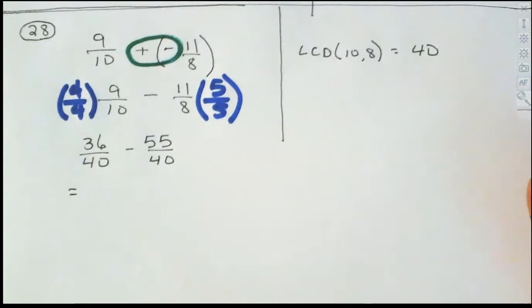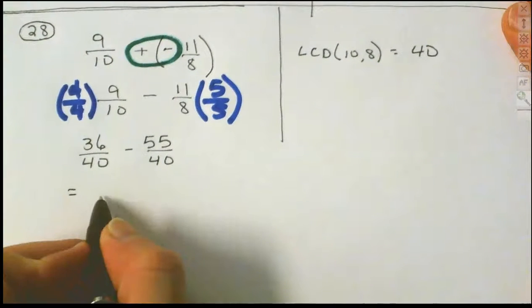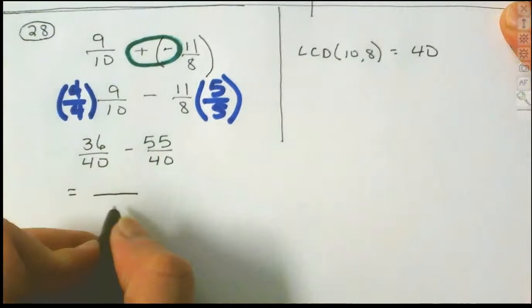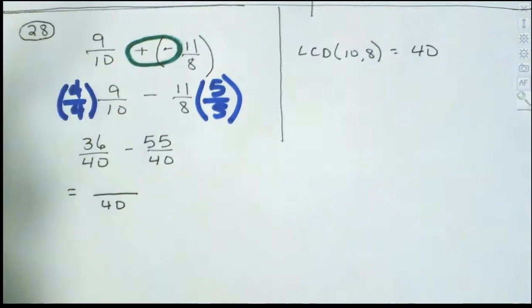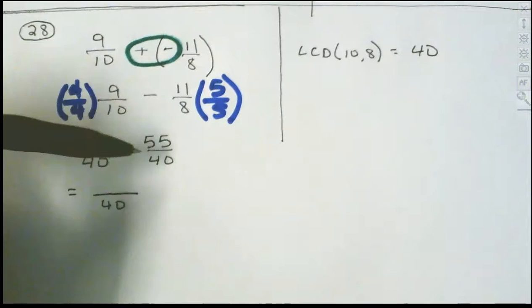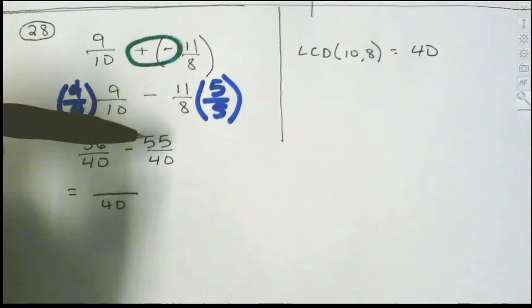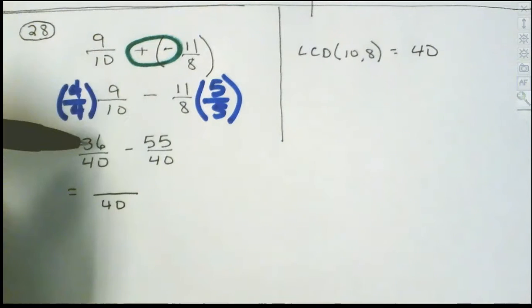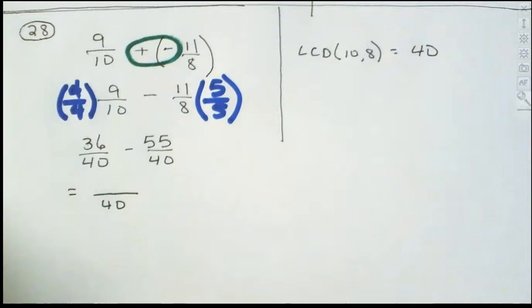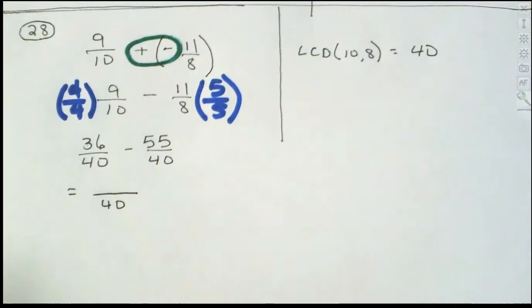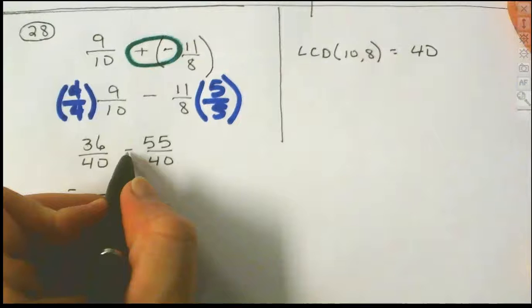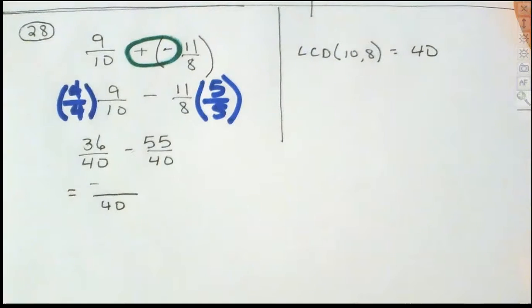Now, how do we handle this one? Well, we know our denominator is going to be 40, so that's taken care of. First off, what are we going to do? We're not just going to add these numbers together because one is positive, one is negative. So what's my sign going to be? Which one's bigger, 36 or 55? 55. What's the sign of the 55? So my answer is going to be negative.